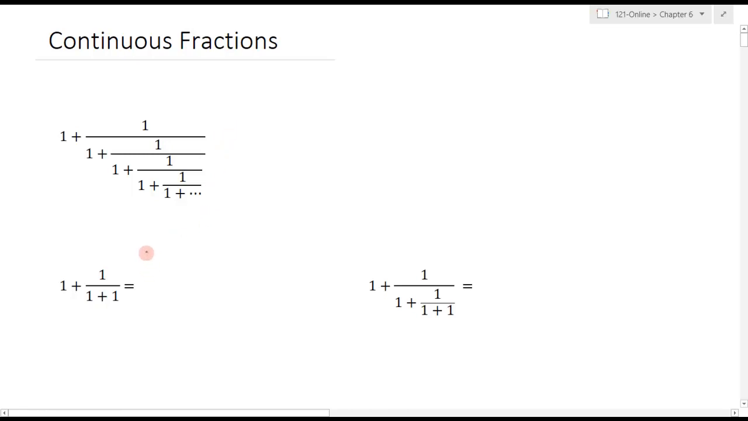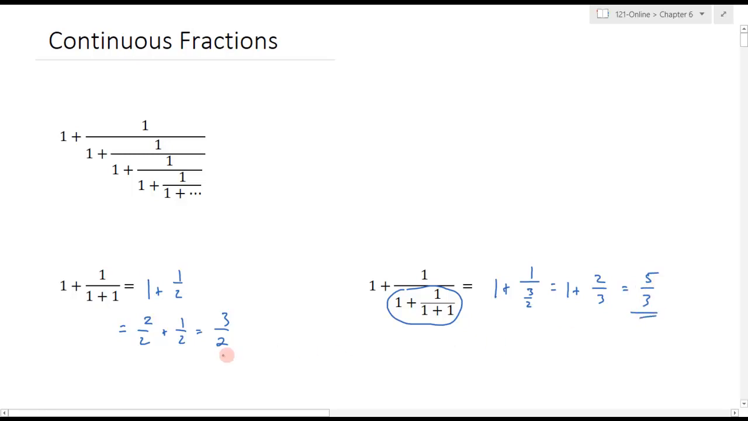Well, let's think about it this way. If I were to have 1 plus 1 over 1 plus 1, notice that that would equal 1 plus 1 half, which would be 2 halves plus 1 half, which is 3 halves, right? Well, if I take this a step further, 1 plus 1 over 1 plus 1 over 1 plus 1, notice that this piece right here is exactly the part we just did. So this is going to be 1 plus 1 over 3 halves, which is 1 plus 2/3, right? Because you have to invert and multiply there.